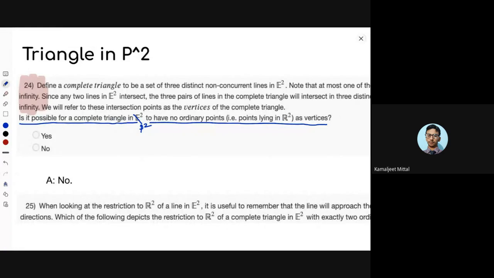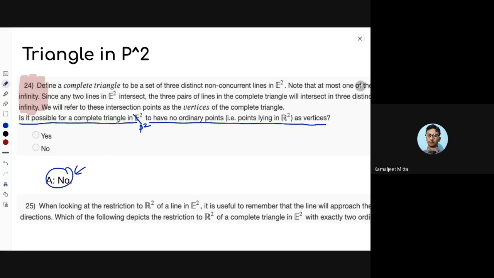Yes, I think we can apply the horizon line theorem because all the vanishing points lie on it, correct. So the answer is no, and the reason is that collinear points don't form a triangle. If all three vertices are on the line at infinity, that means all three points are collinear, and collinear points don't form a triangle. So that's why the answer is no.